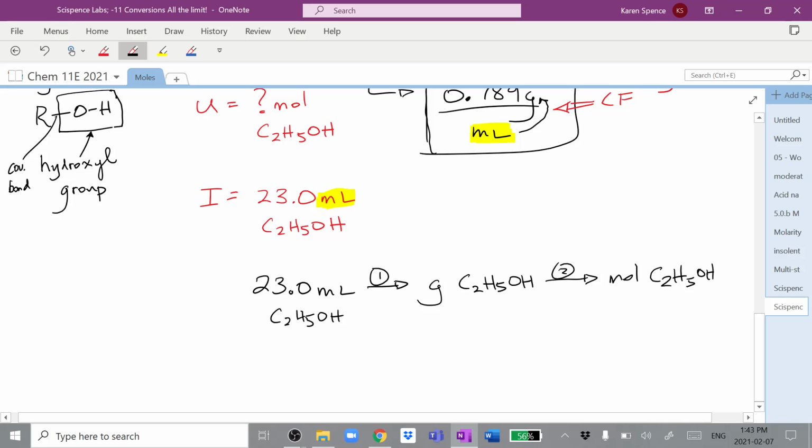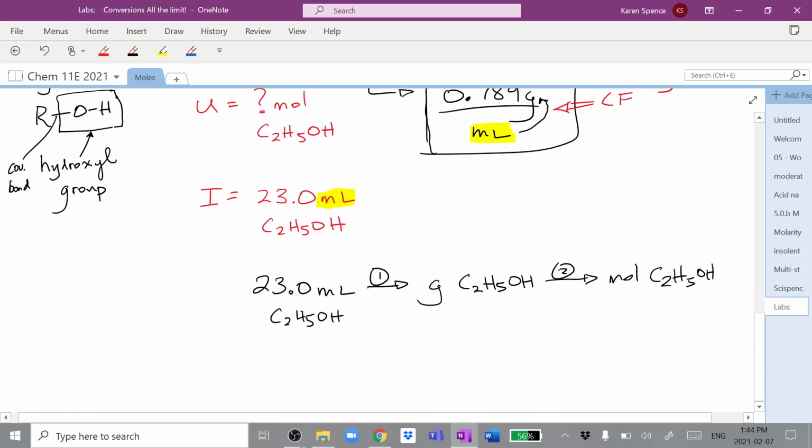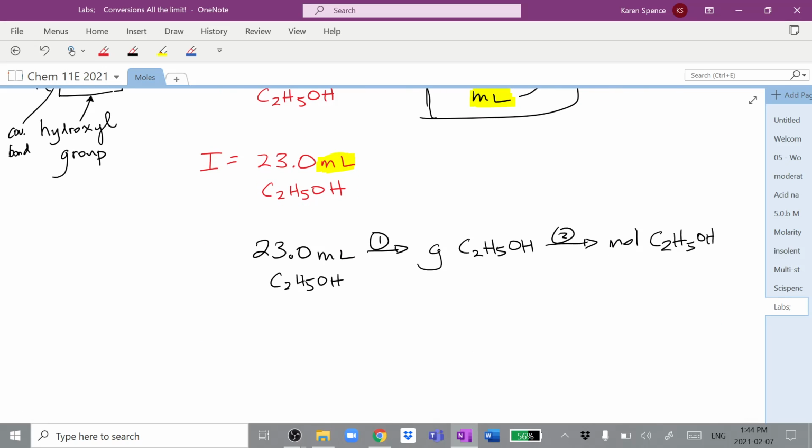Okay? And if you do like using the map, let's just go back there and take a look at where we'd be starting. We would be starting here with 0.25 milliliters, and we would be converting that into grams of ethanol, C2H5OH, and that would be step 1. Then we convert it into step 2, moles of C2H5OH. Okay, so that's going to be the path that we take. But like I said, you don't need to use that if you don't need to.